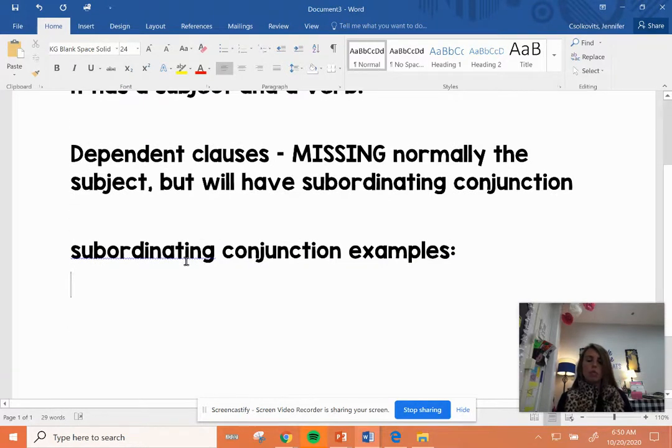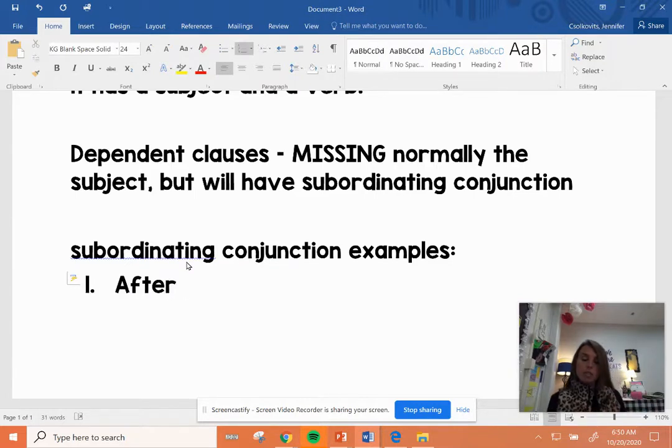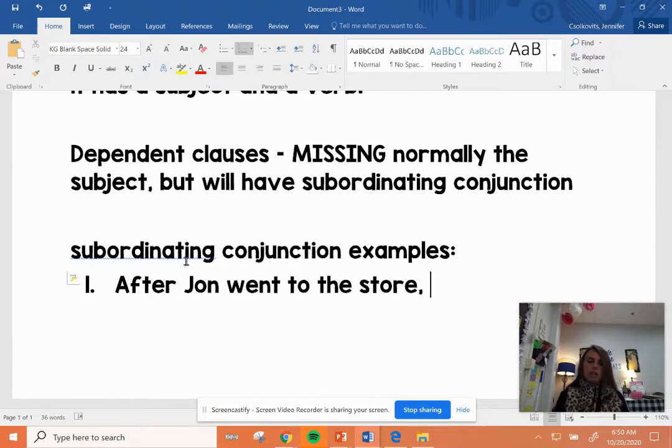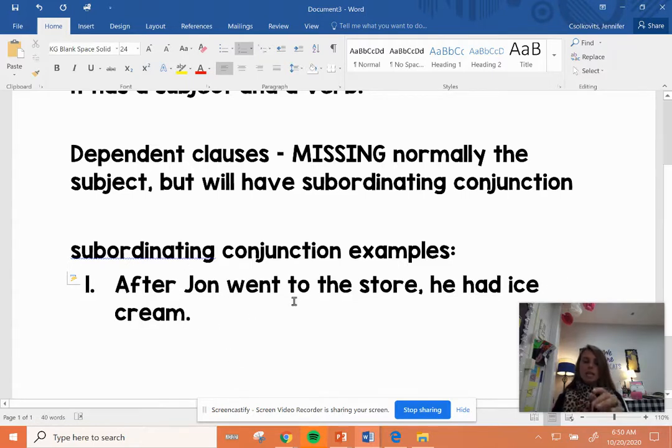One, after. So, after John went to the store, see how you're left needing to know more information? So then what happens? After is like, well, what's going on? It's dependent upon another sentence being there. So if I would say, after John went to the store, he had ice cream. Then you have one dependent clause.